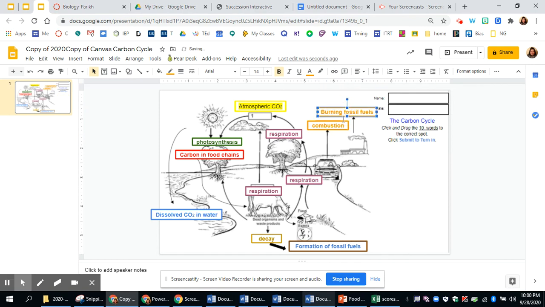These two could actually be put in either place, but we also see carbon being emitted to the atmosphere in that situation as well. So you can pause this, and then we'll go on to the nitrogen cycle.